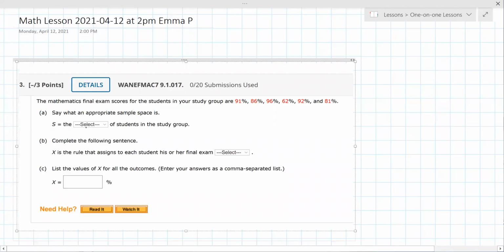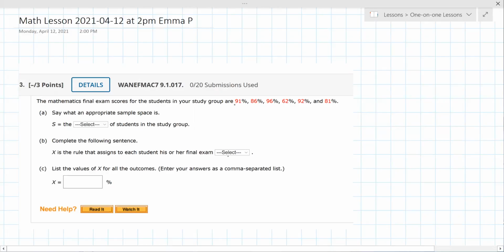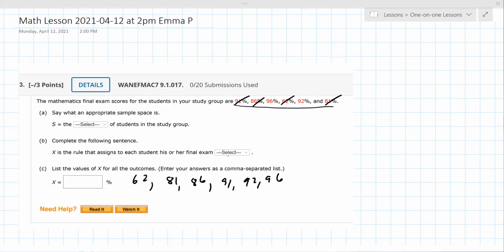So there's some sort of drop down. We'll get to that. But the outcomes are typically just these values here. So usually they want an ordered list: 62, let's see, we got 81, 86, 91, 92, and 90, 96. So I think that would probably do it for that question.